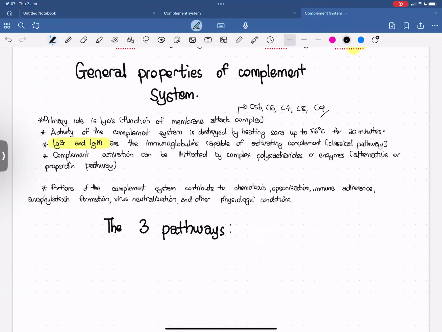There's a pathway that is antibody dependent, and that's the classical pathway, as we're going to see. So we shall look at that in the next video. For now, that's it.